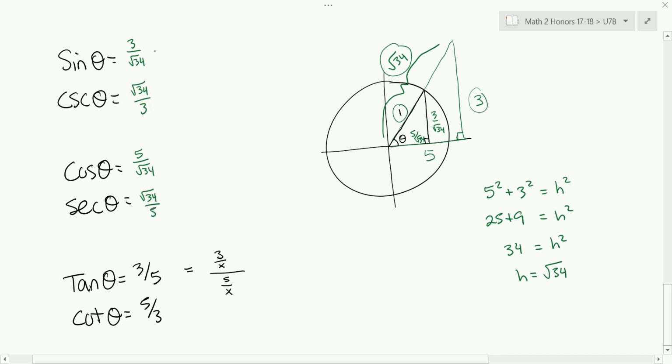And then we need to go back and fix anything that has a denominator with a square root. So we multiply top and bottom by square root 34 and get 3 square root 34 over 34. And here we get 5 square root 34 over 34. And so we found our 6 trig functions.